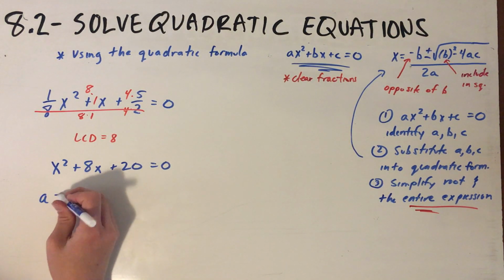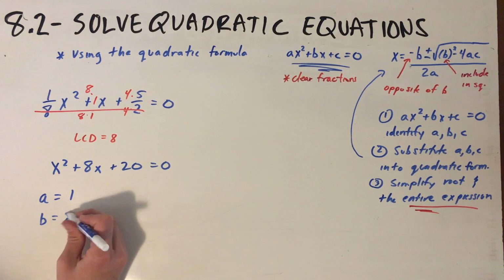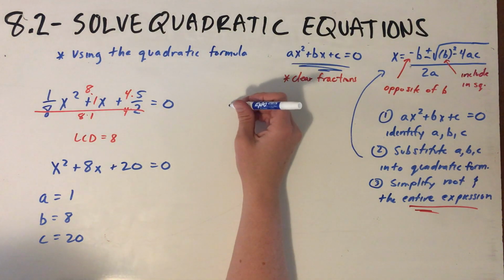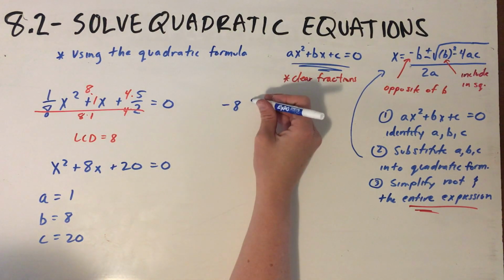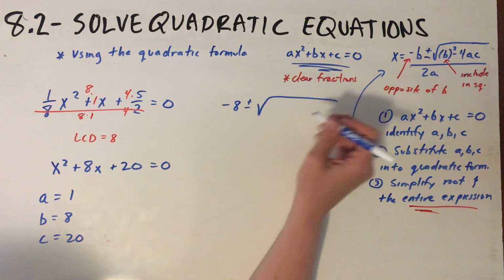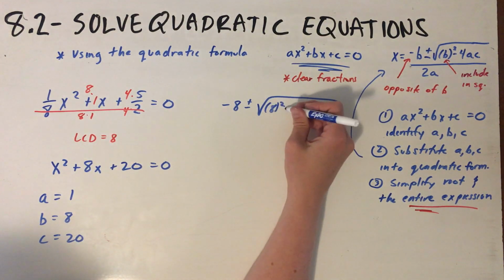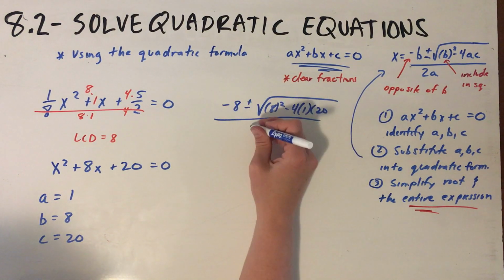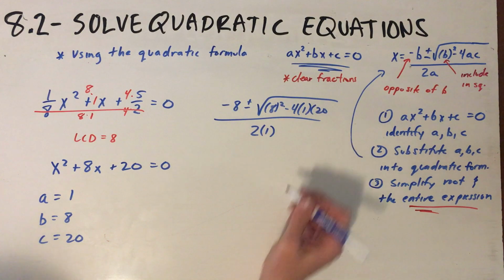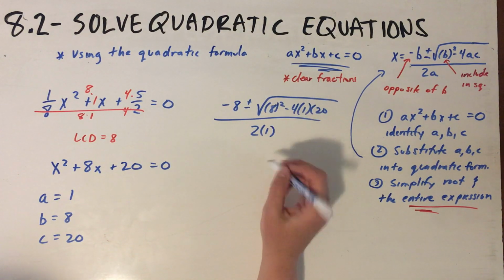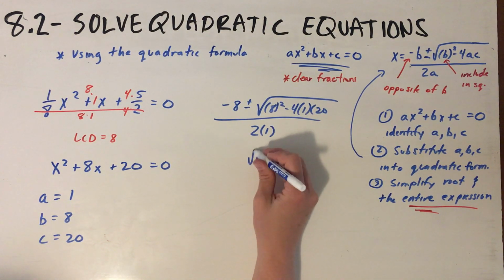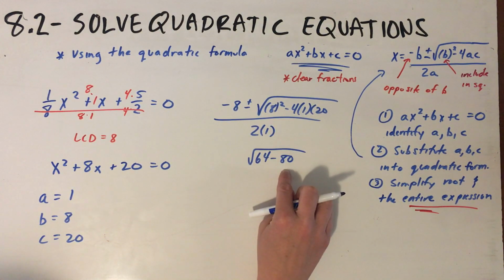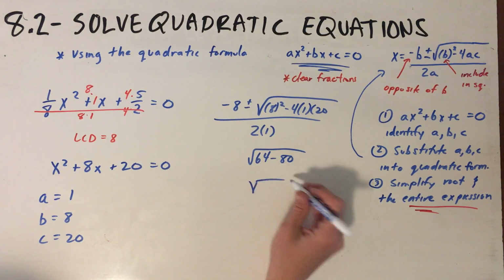We can identify A is going to be 1, B is going to be 8, and C is going to be 20. Okay, so plugging that in, we've got negative B, or the opposite of B, which in this case is negative 8, plus or minus the square root of B squared minus 4 times A times C, all over 2 times A. Underneath here, again, we're going to have 64, and 4 times 20 is a negative 80. So you're going to see here that we're going to get a negative number underneath this radical.